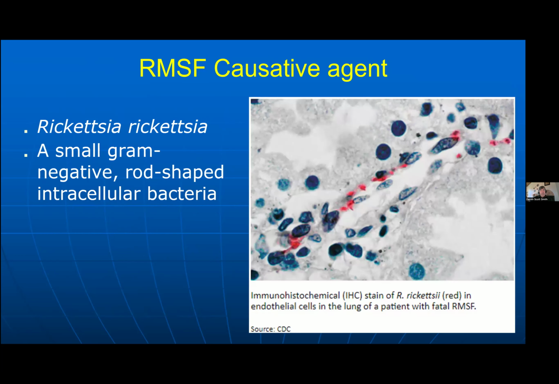And the causative agent, again, is Rickettsia rickettsii, which is a small gram-negative rod-shaped intracellular bacteria. And here you can see it depicted in an immunohistochemical stain showing endothelial cells. So it's an intracellular organism, and this happens to be in cells from a lung specimen in a fatal case of Rocky Mountain spotted fever.